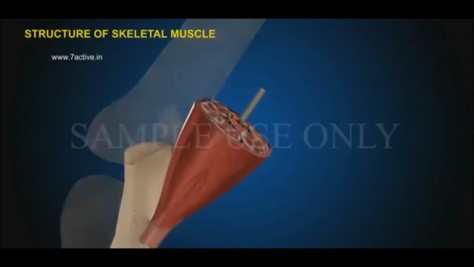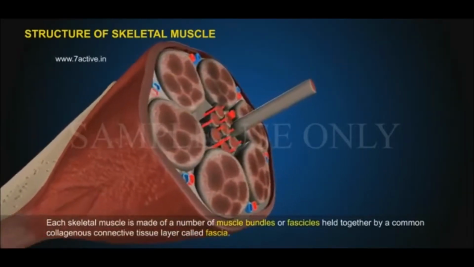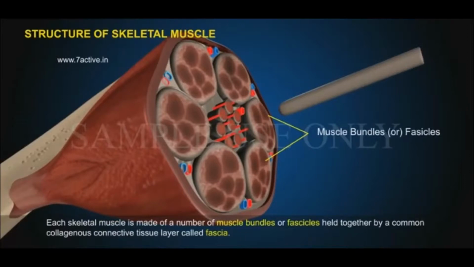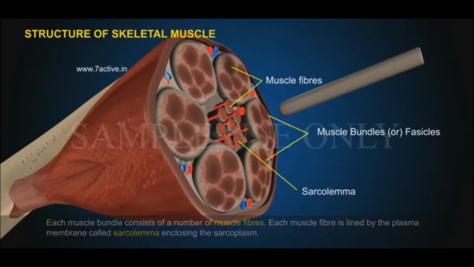Structure of skeletal muscle. Each skeletal muscle is made of a number of muscle bundles or fascicles held together by a common collagenous connective tissue layer called fascia. Each muscle bundle consists of a number of muscle fibers. Each muscle fiber is lined by the plasma membrane called sarcolemma, enclosing the sarcoplasm.